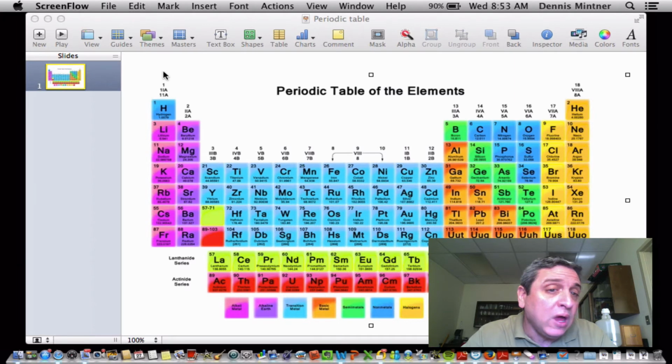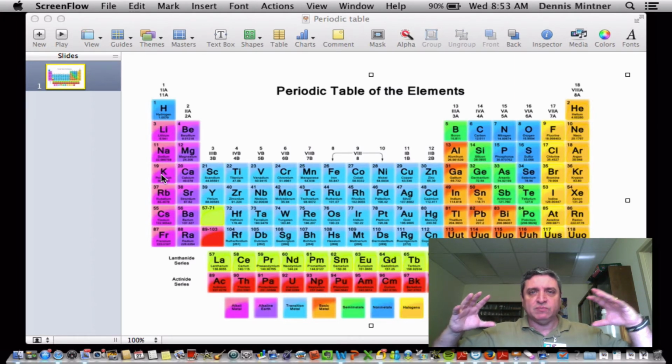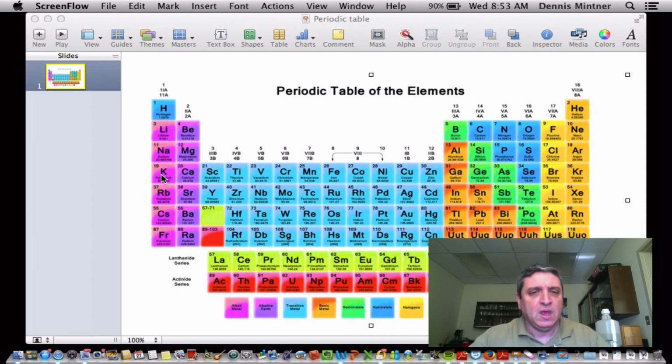Now up and down, as I go down, the atoms get larger because there's more shells. There's just more shells, it gets bigger. As I go up, there's fewer shells. So atoms are bigger as I go down and smaller as I go up.